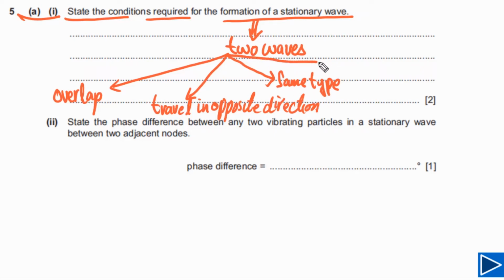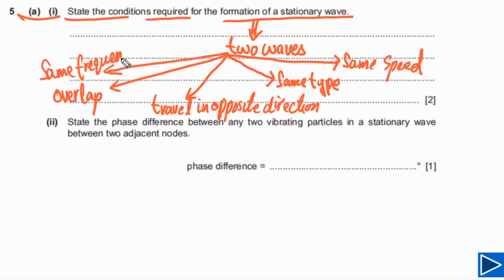Next thing we need to understand, waves must have the same speed. They must have the same speed in the same medium, and also waves must have the same frequency. So we can say same type of waves with same frequency and same speed in the same medium, traveling in opposite directions. When they overlap, a stationary wave will be formed.